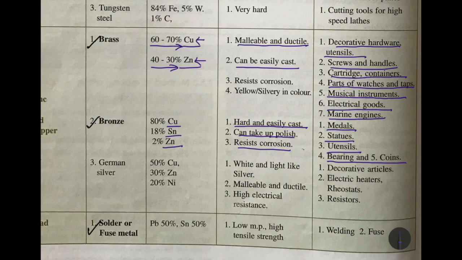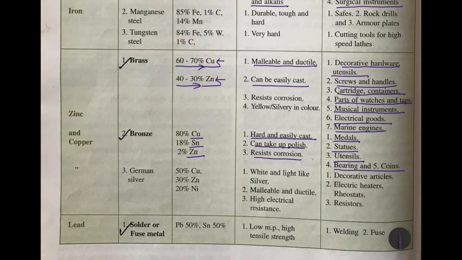And finally you have solder, or fuse metal. It is made up of lead and tin, 50-50. It has a low melting point and high tensile strength, so it is very strong, and it is used for welding and fuse purposes. So with this, children, we come to the end of the metallurgy chapter.